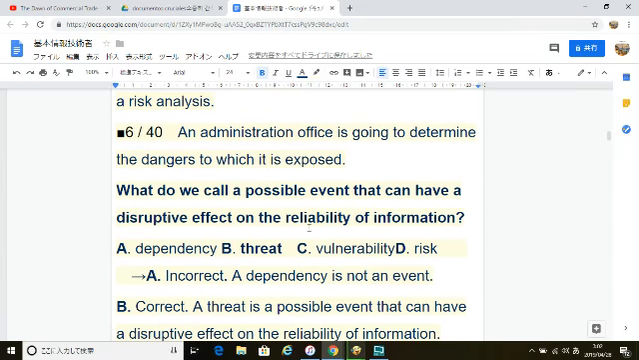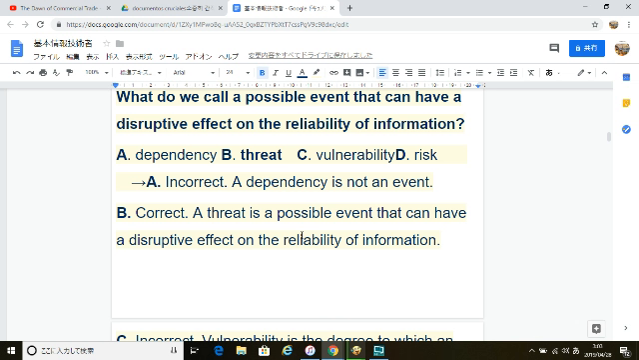6/40 An administration office is going to determine the dangers to which it is exposed. What do we call a possible event that can have a disruptive effect on the reliability of information? A. Dependency. B. Threat. C. Vulnerability. D. Risk. A. Incorrect. A dependency is not an event. B. Correct. A threat is a possible event that can have a disruptive effect on the reliability of information.